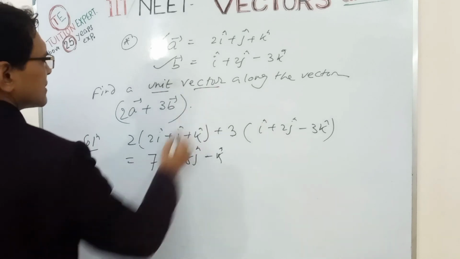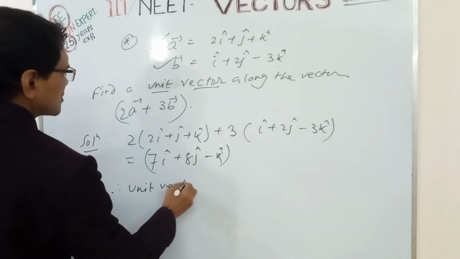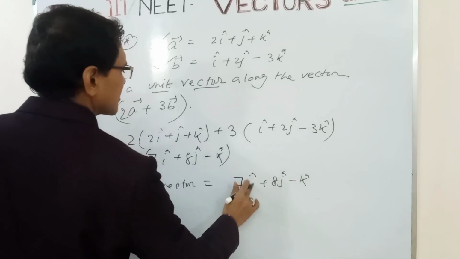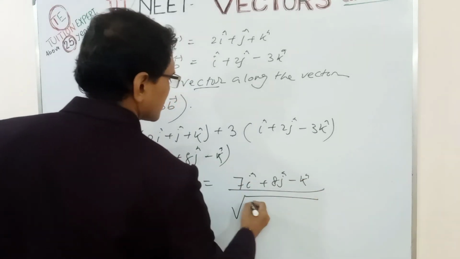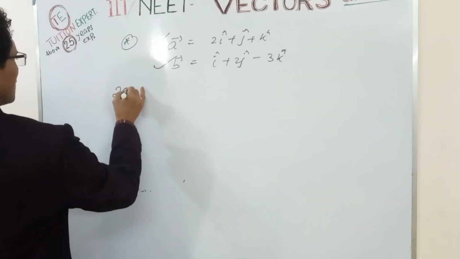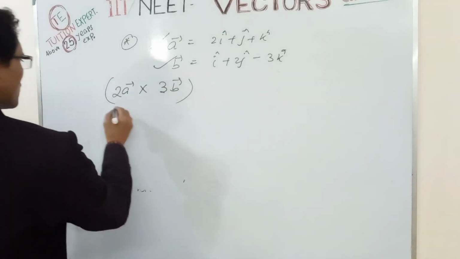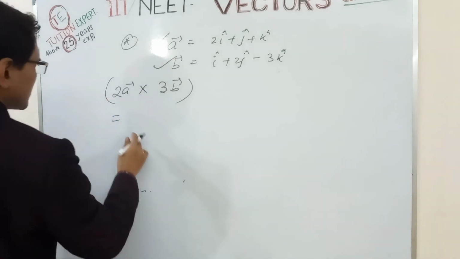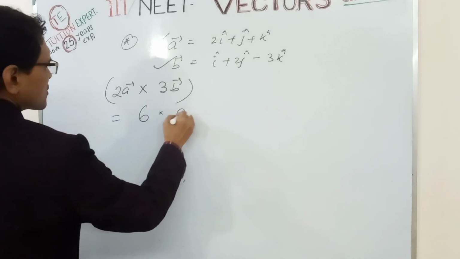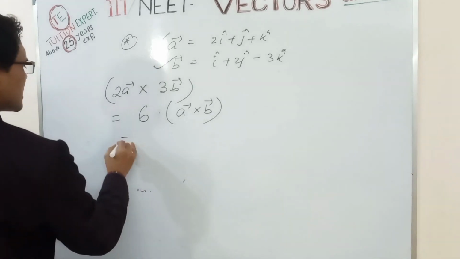Now find a unit vector. So unit vector equals the vector divided by its magnitude. Now 2a cross 3b: what is the result? We can multiply the scalars separately, 2 into 3 is 6, and only a cross b remains. So this is 6 into a cross b.